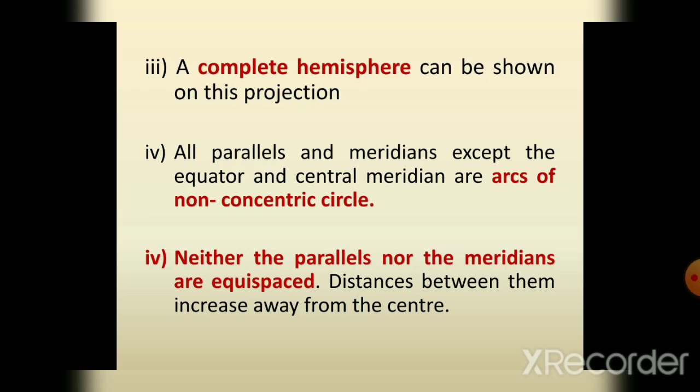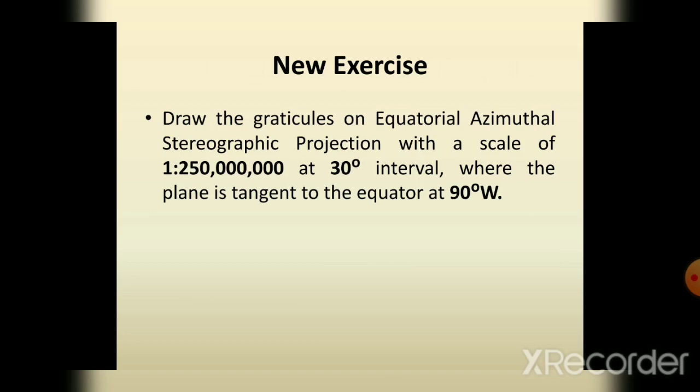Apart from that, I am also giving you a new exercise on this projection, which goes like this: draw the graticule on equatorial azimuthal stereographic projection with a scale of 1:250 million at 30-degree interval, where the plane is tangent to the equator at 90° west. So from the exercise, just find out which one should be the central meridian, what should be the interval, and which hemisphere you have to draw. Then just proceed following my instruction, whatever I have given in this video, and complete this new exercise.